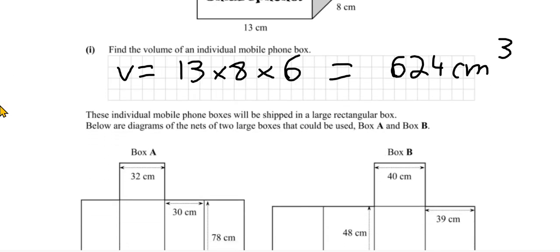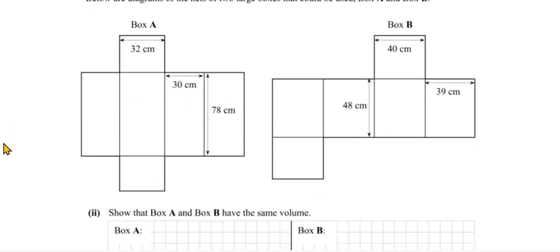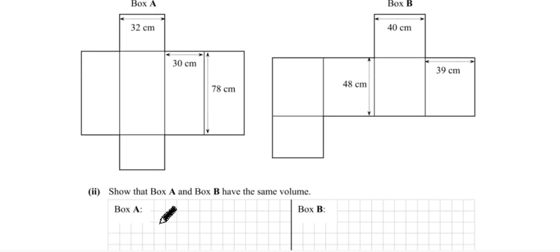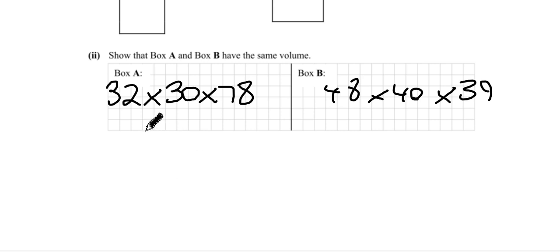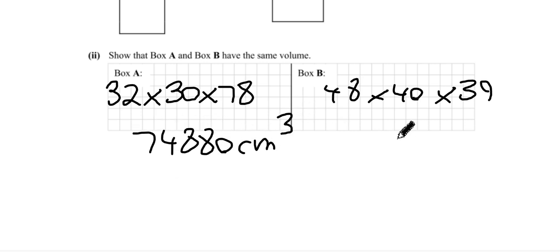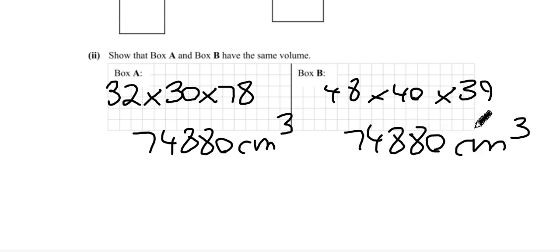Alright. Now, show that they have the same volume. No hassle whatsoever. 32 multiplied by 30 multiplied by 78. 48 multiplied by 40 multiplied by 39. Is it 74,880 centimeters cubed? That's what happens when you enter both of them into the calculator.